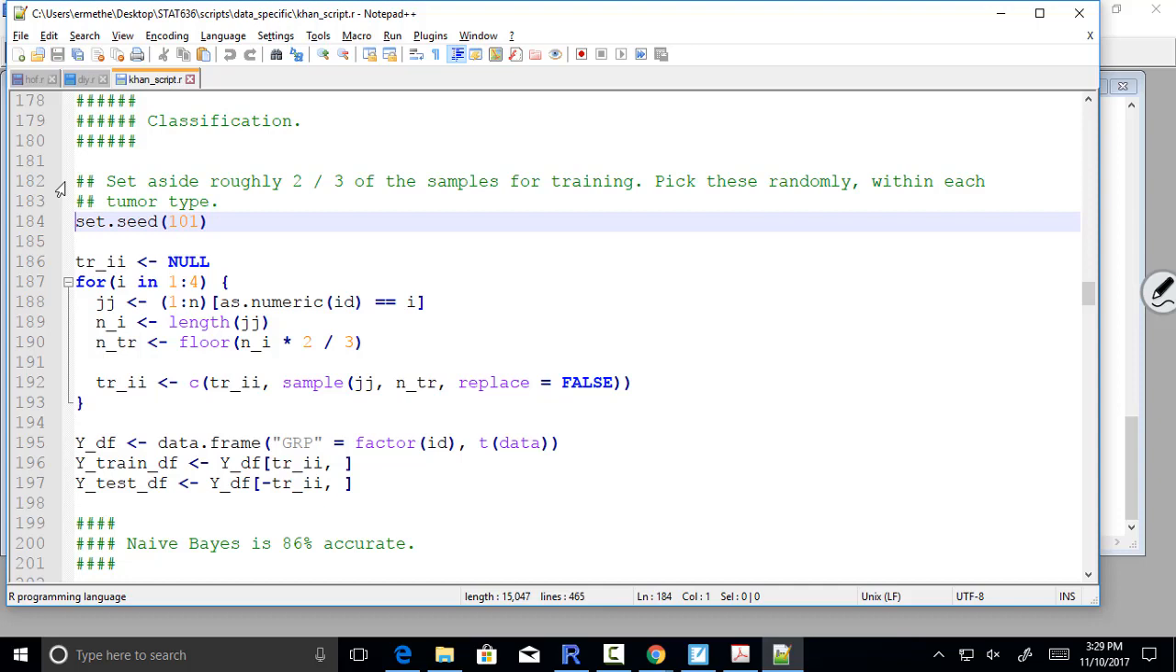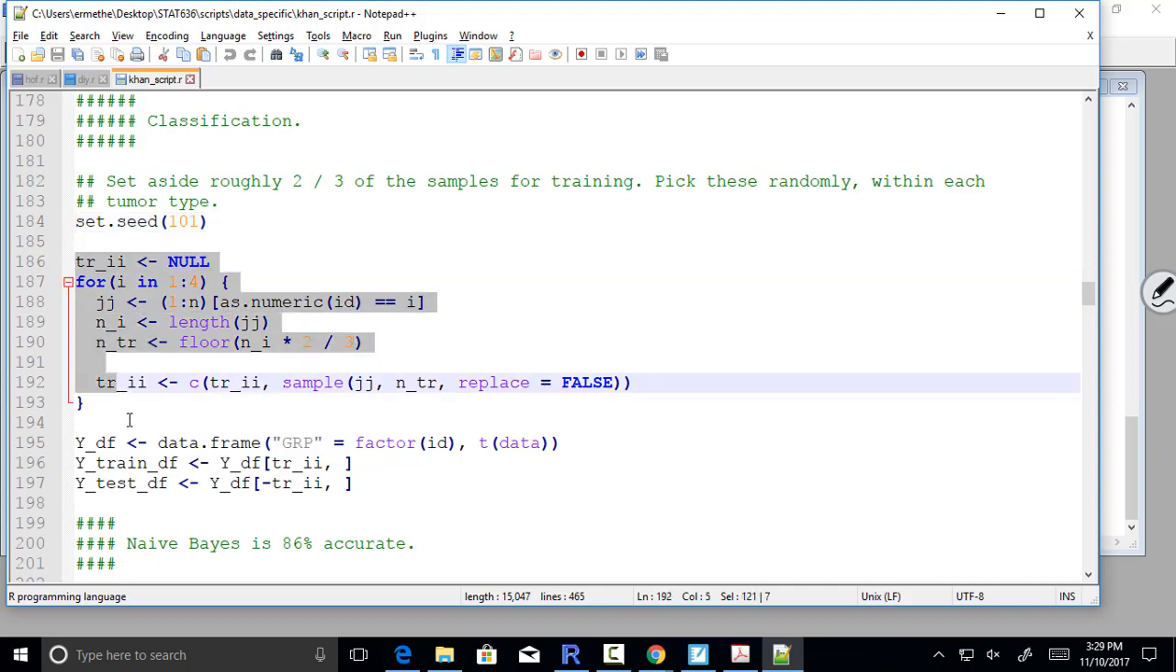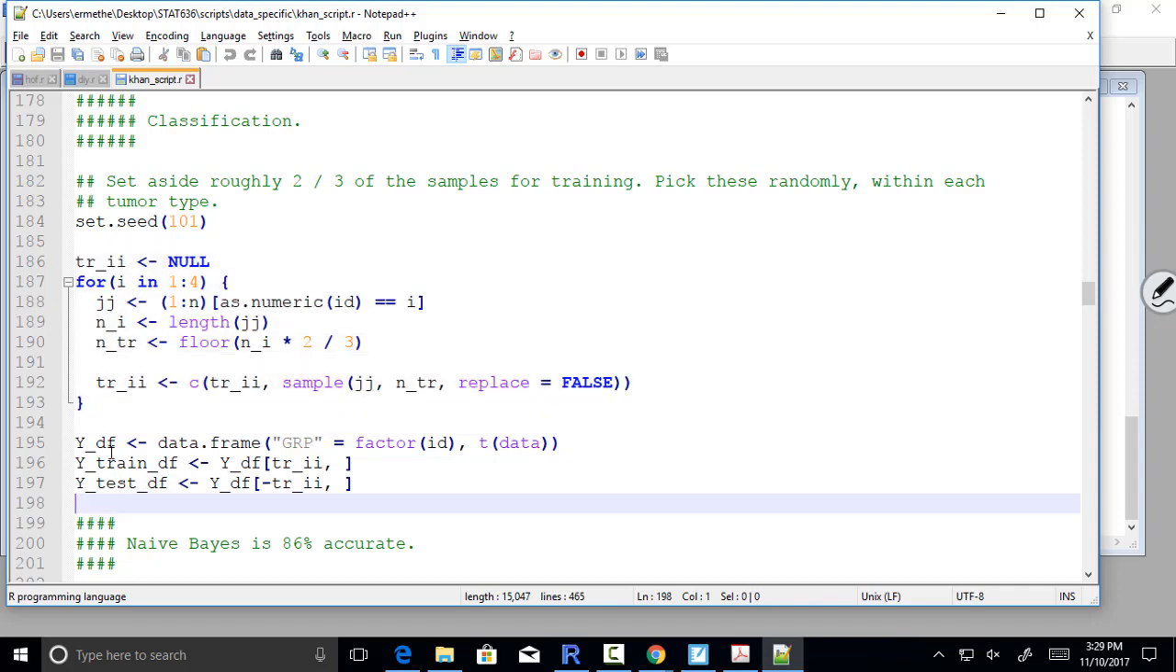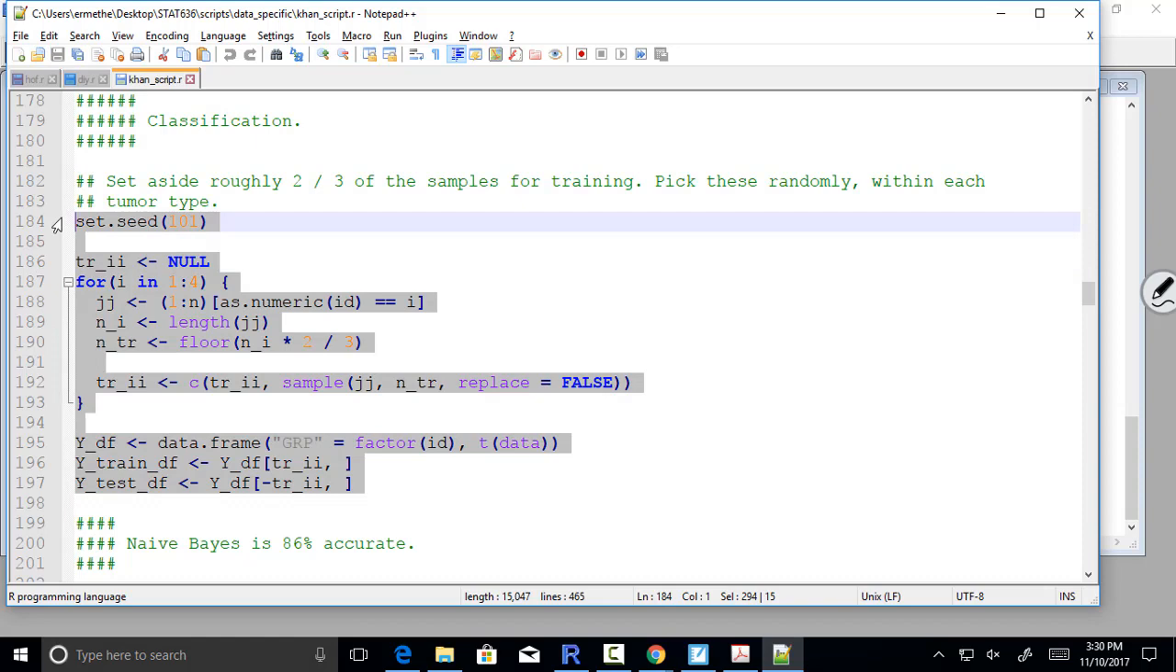Because it may be that there's some systematic differences across the rows. Maybe the first 10 were done in a batch, the second 10 were done in a batch, and so on. So best practice is to randomly pick, and that's what I do here. We don't have to go through this in detail, but this is a little bit of code to randomly pick 2/3 of the data. And let me just run this and show you what we end up with.